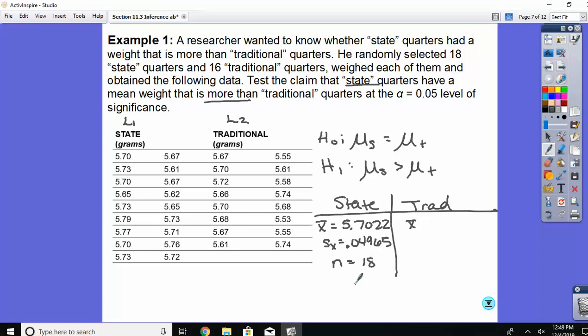Okay, now we need the same thing for the traditional. So you're going to go to Stat, Calculate, 1 variable statistics, but change your list to L2. So I get X bar to be 5.6494, standard deviation 0.06894. My N this time is 16.